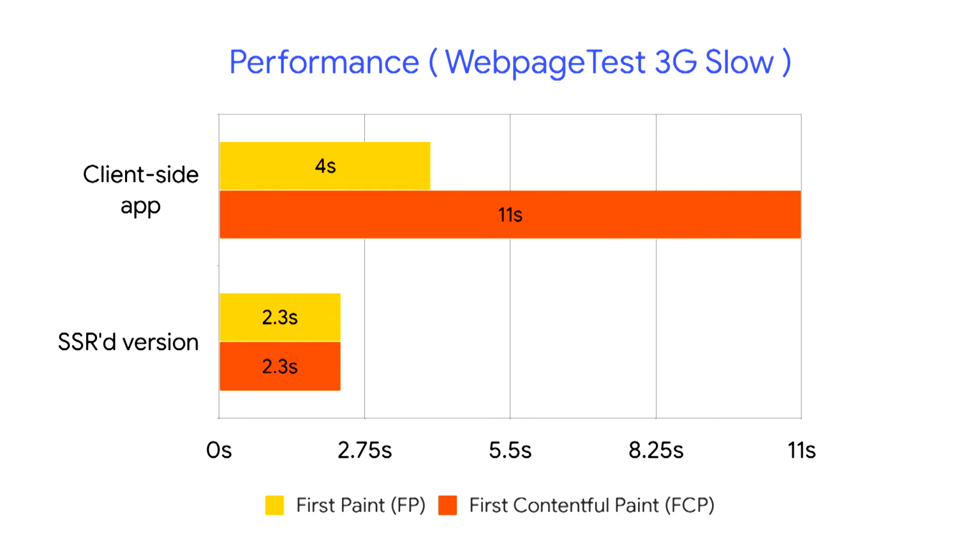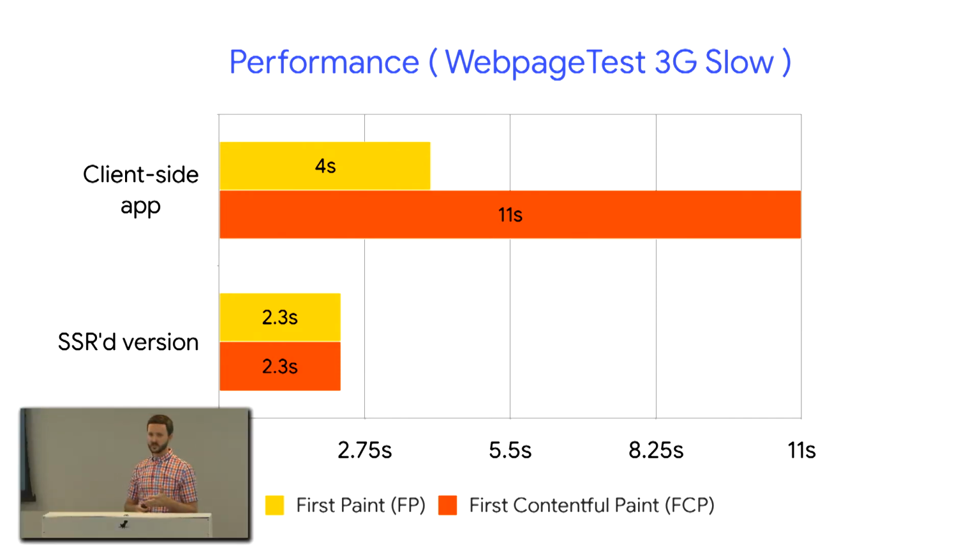But the numbers actually speak for themselves. If you take a look at that app on WebPageTest on a 3G connection, we go down from an 11-second first meaningful paint to 2.3 seconds first meaningful paint. So that's a huge improvement just by tacking on Headless Chrome to this application.